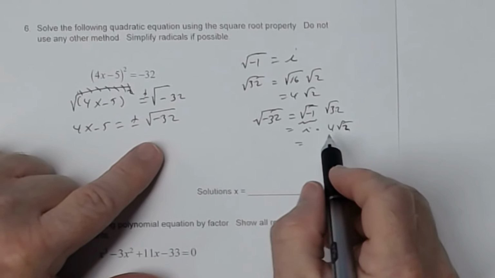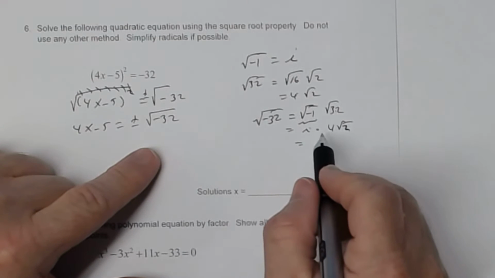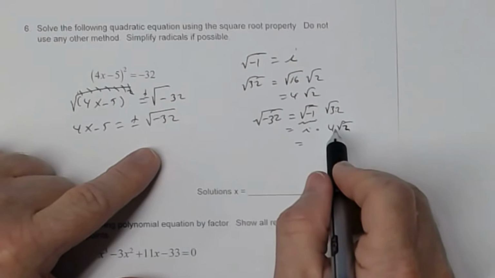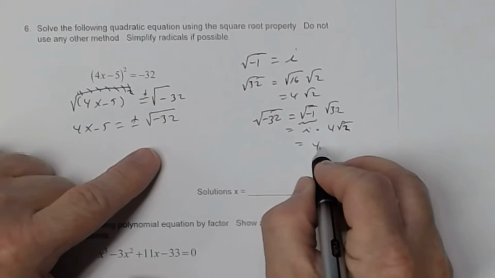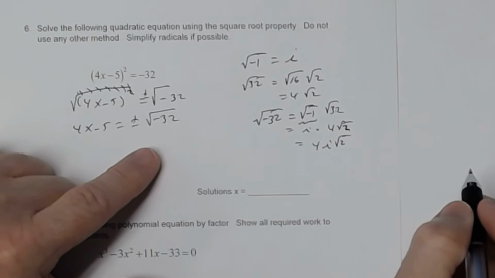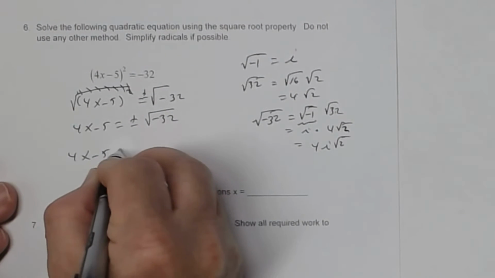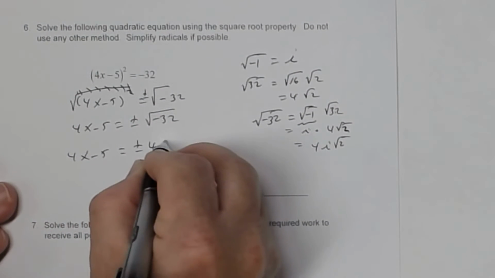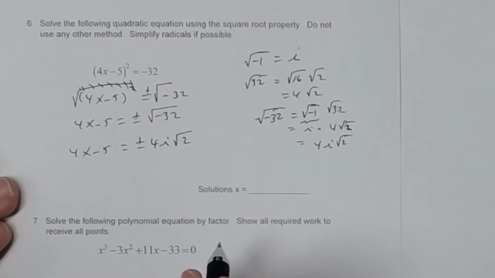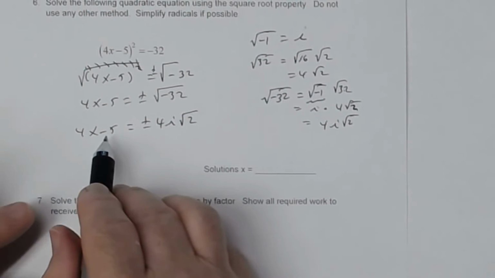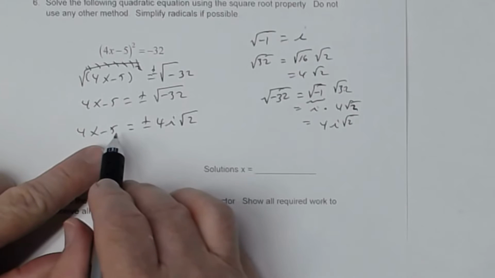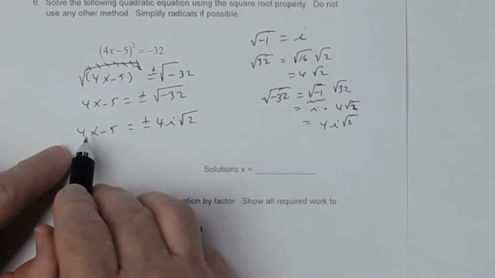And I'm going to go ahead and rewrite this product by putting i between 4 and square root of 2. So we can say 4i square root of 2. Okay? So that goes here. So it becomes 4x minus 5 equals plus or minus 4i square root of 2. And then all you do to get x by itself is you're going to add 5 to both sides, and then you can divide by 4.